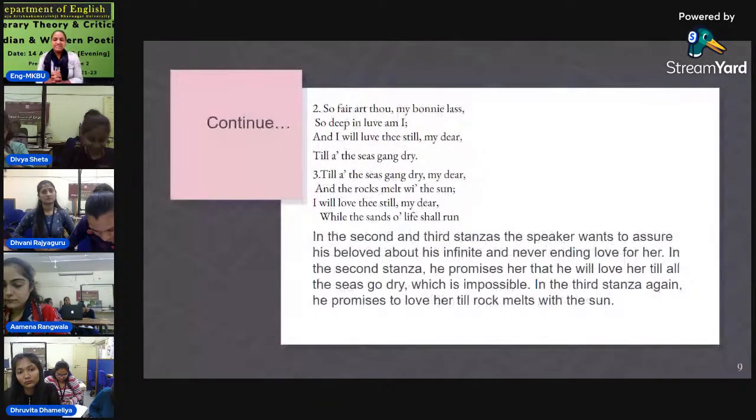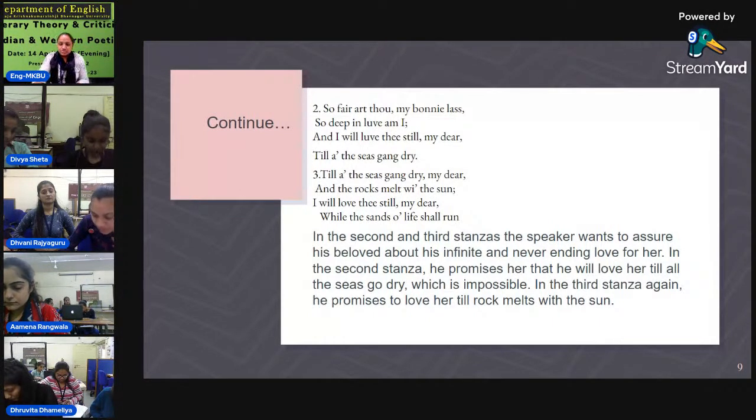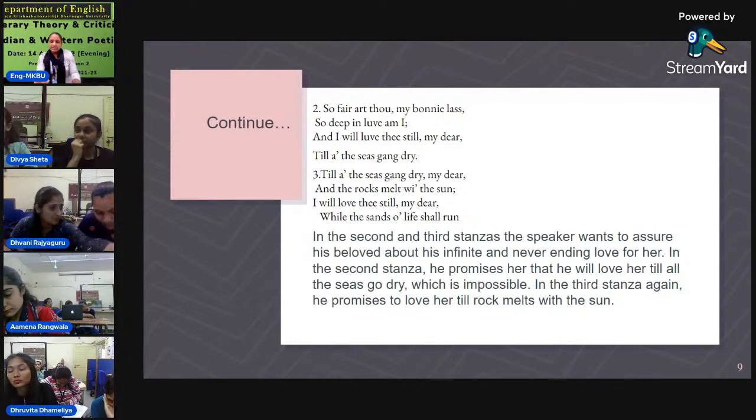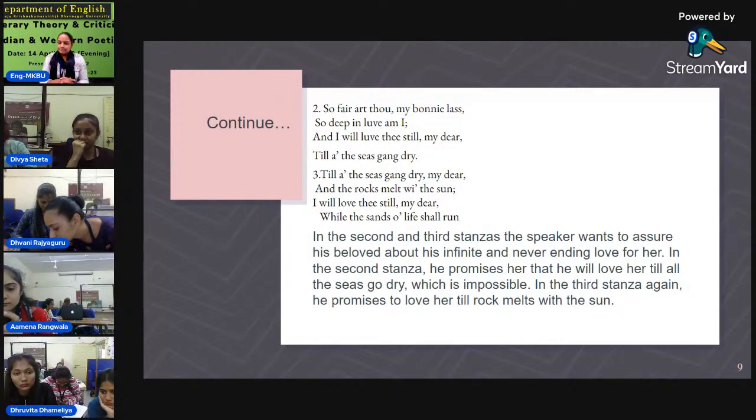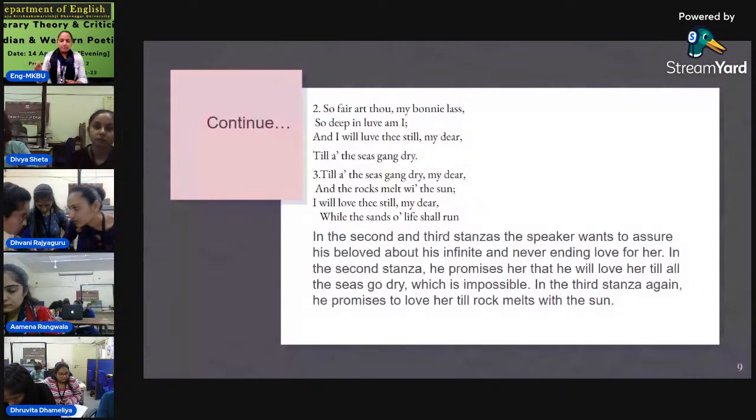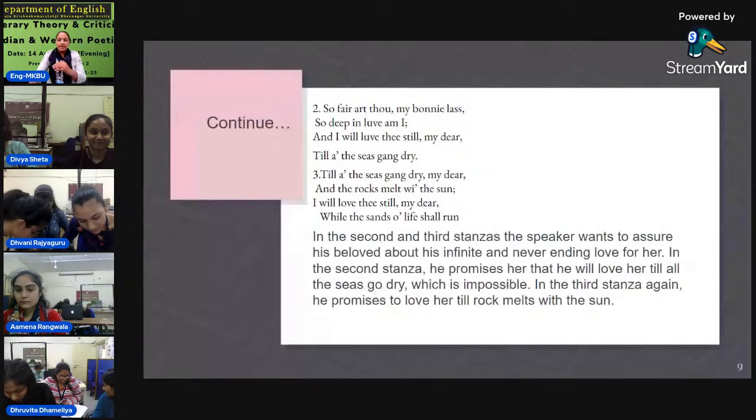In the second and third stanzas, the speaker tells about the never-ending love for his beloved. He used metaphor and language which is surreal and which doesn't happen. He uses the lines in the poem, "Till a' the seas gang dry, my dear, and the rocks melt wi' the sun. I will love thee still, my dear, while the sands o' life shall run." He promises that he will love her till the seas go dry, which is impossible. And in the third stanza, he says he will love her till the rocks melt with the sun. These are also lines which he has written for his beloved, but which are not going to happen.